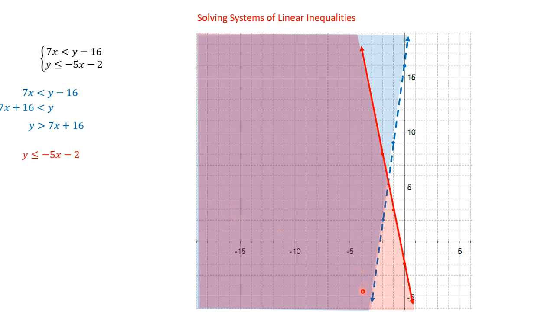I would pick them not near the lines. I wouldn't pick this point right here. I would pick negative 5, 0, negative 10, 4, negative 100, 15. Those are really, really easy points. They're definitely in the shaded region.